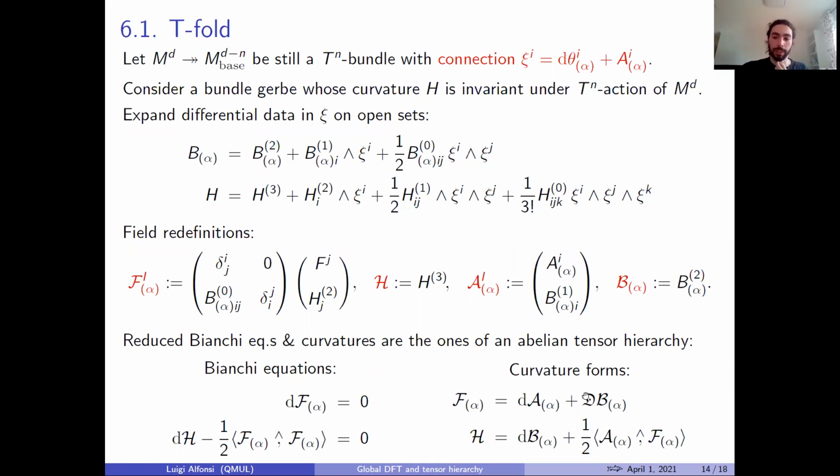So we also see this term here appear, the one that depends on the coordinate of the fiber. And so we are basically reducing to an extremely simple case of a tensor hierarchy. But in this case, this is globally well defined because it's defined by considering the gerbe and dimensionally reducing it on the base manifold.